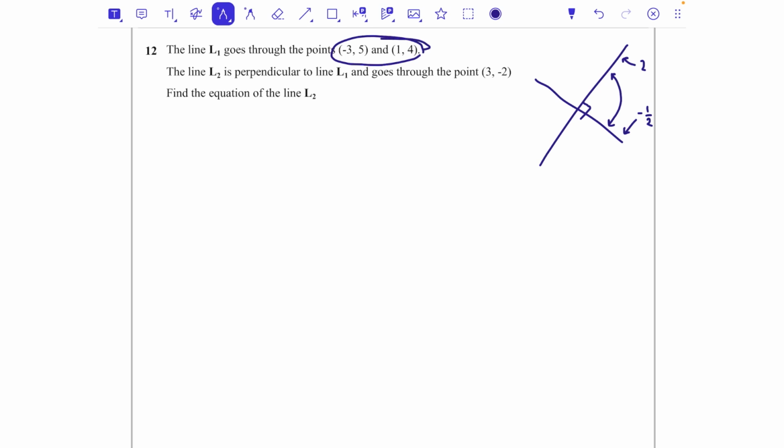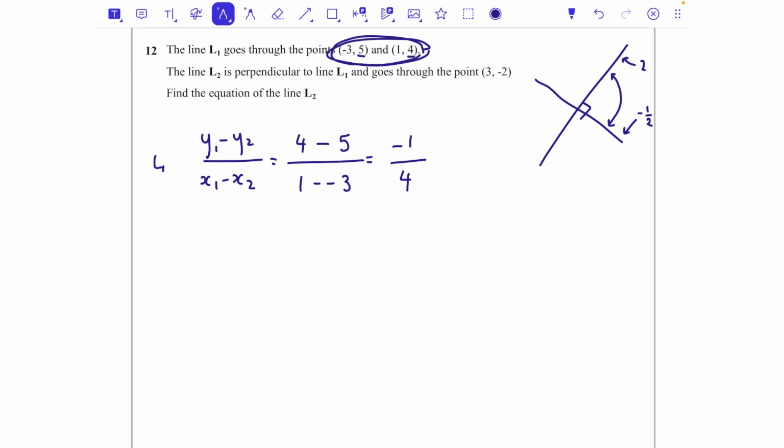So there we go. We can get the gradient of these 2 points by doing rise over run, or y1 minus y2 over x1 minus x2. So you can think of it in either way, whichever you find easier. I'm going to do y1 minus y2, so the y coordinate of one coordinate, take away the y coordinate of the other one. So I've gone for 4 take away 5, and I'm going to go the same way with the x values. So 1 take away -3. That is -1 over 4, because a minus minus makes a plus there. 1 take away -3 is 4. So if line L1 has a gradient of -1/4, then line L2 has a gradient of +4.